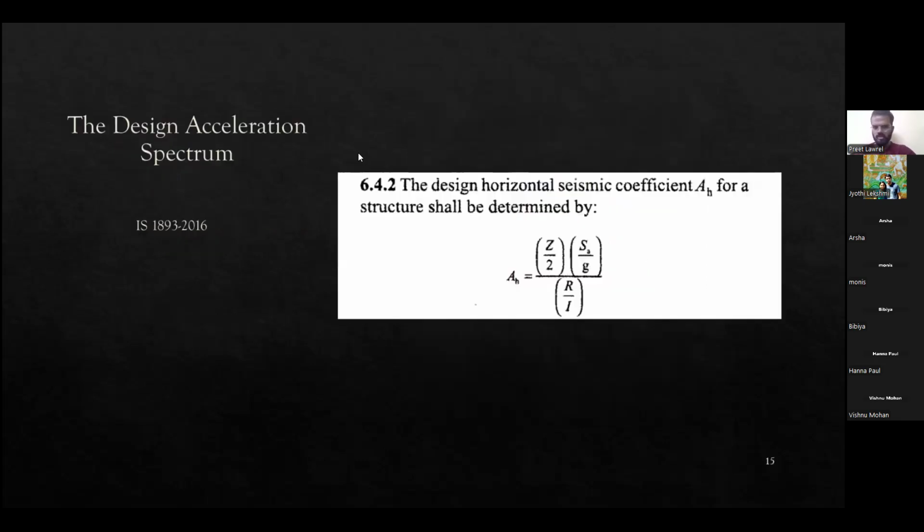So let's round up this equation once again. We have the zone factor that is coming from where your building is located. Then we have the ground acceleration factor, which is determined by the nature of the soil and the geometry of the structure. Why did I say geometry of the structure? Because the x-axis of the graph was time period.